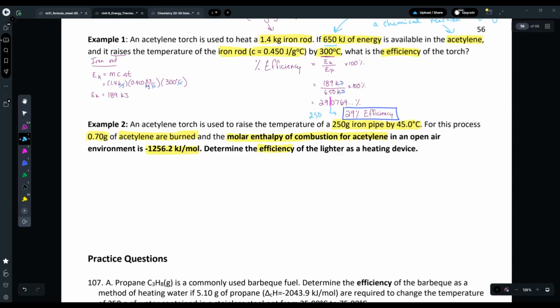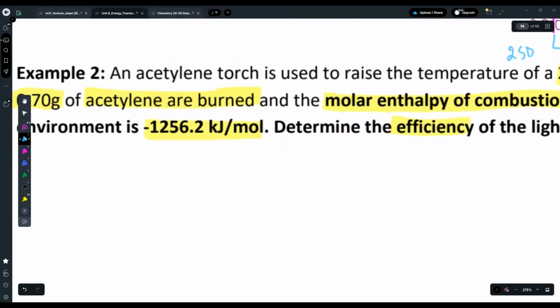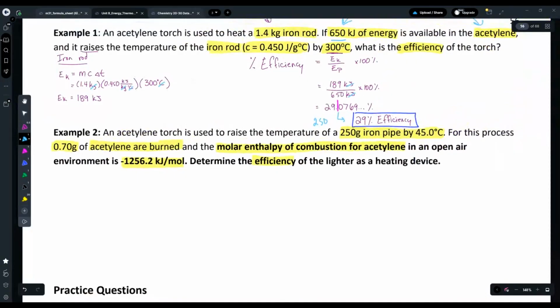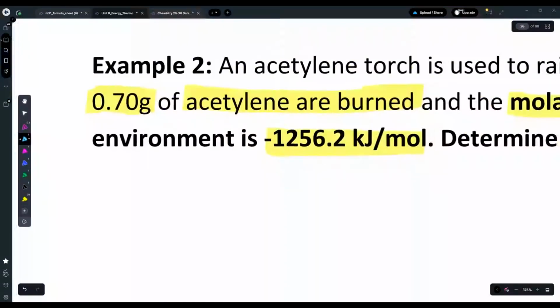Okay, so we're first talking about this iron pipe, and its temperature is raised by 45 degrees Celsius. So the iron pipe isn't undergoing a chemical reaction, but it is undergoing a temperature change. So that's going to be our EK.